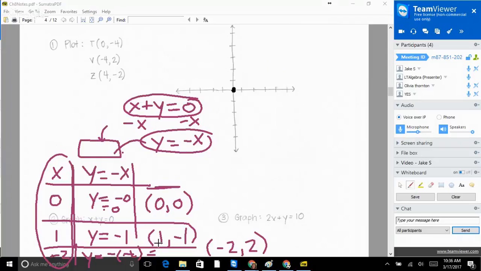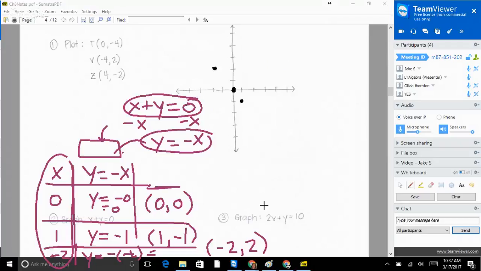I also know that one of my points is at 1, -1. So x equals 1, y equals -1. Another one of my points is x equals -2, y equals 2. So -2, +2.